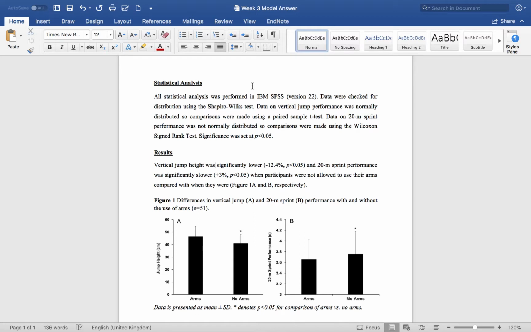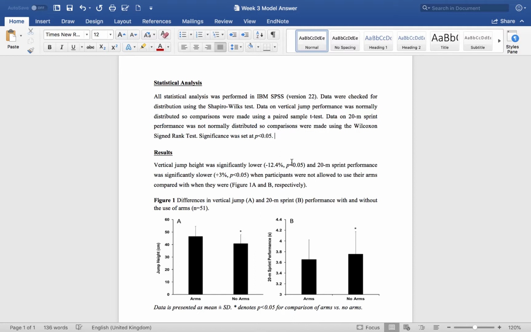So what I've opened up here is the model answer from week 3. Now, if you remember, in week 3, part A of that task asked you to create a results section and a statistical analysis section for data where you were looking at the difference between vertical jump heights and 20-meter sprint performances with and without arms. So let's look at the statistical analysis section first, okay?